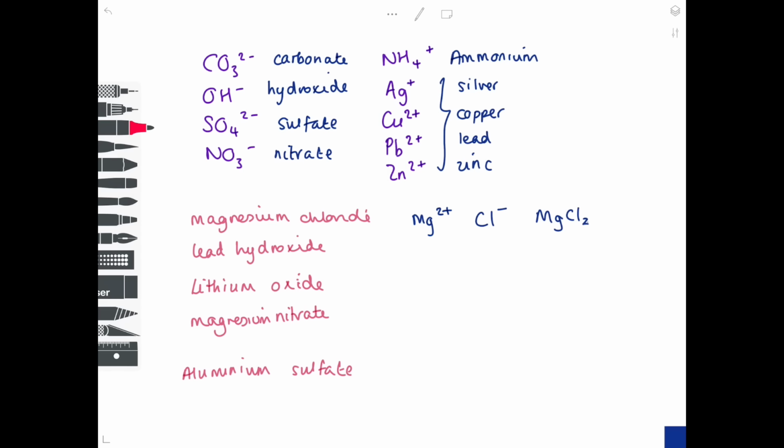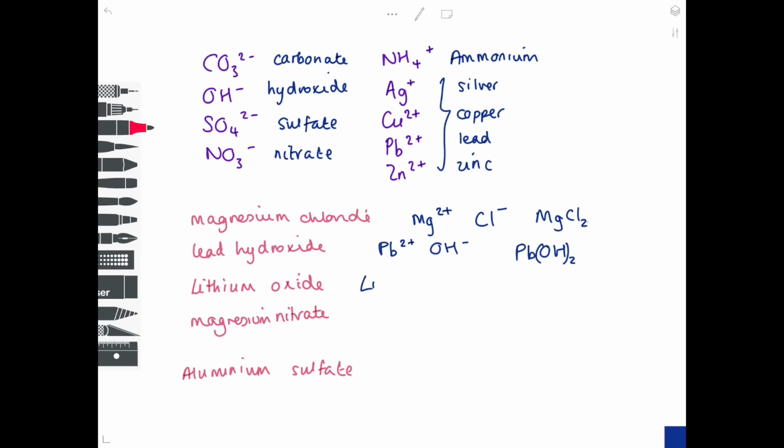So lead hydroxide, these are both ions you're going to have to learn off by heart. So Pb2+, OH-. So we've got the same issue here in that we don't have enough minus, so you need 2 OHs. So you're going to write PbOH2. However, the 2 applies to both the oxygen and the hydrogen, which is why you need brackets. So insert brackets, and that is your formula.